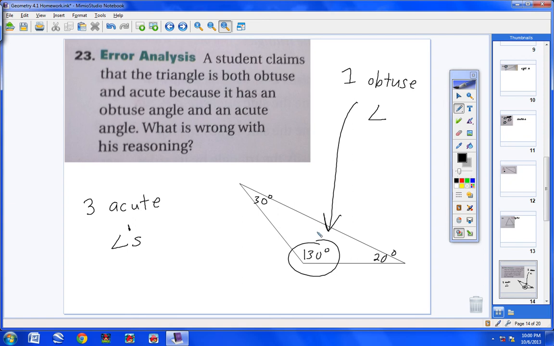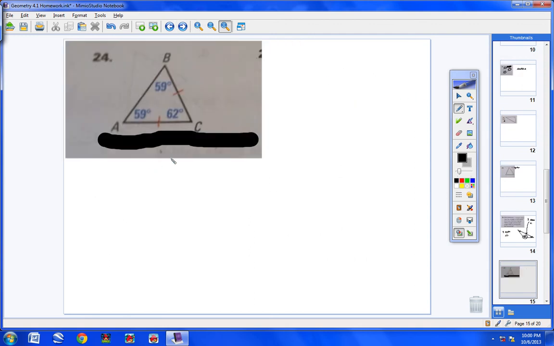Now, you can have more than one type of triangle. You can have an isosceles right triangle. You could have a right triangle that has two congruent sides, but you're not going to be able to have an acute triangle that at the same time is an obtuse triangle. That is an impossibility. All right, number 24. Actually, numbers 24 through 29.